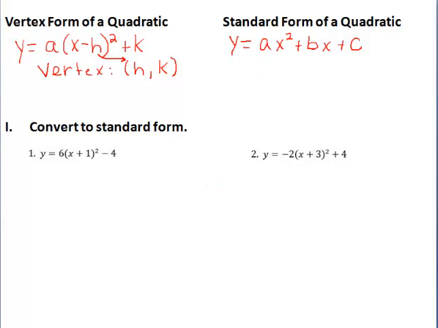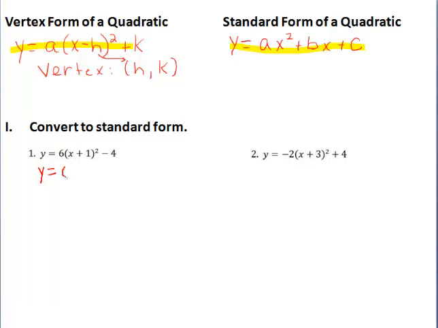So let's look at Roman numeral 1, and we're just going to convert these vertex form equations into standard form. In order to do that, if you notice the difference between vertex form and standard form is that with standard form it's already multiplied out. So let's go ahead and do that with these first two examples. My order of operations says that I need to go ahead and multiply out the x plus 1 quantity squared. So let's do that.